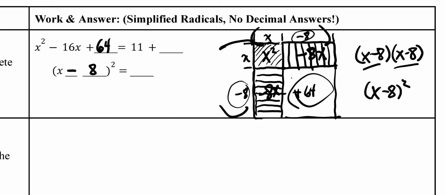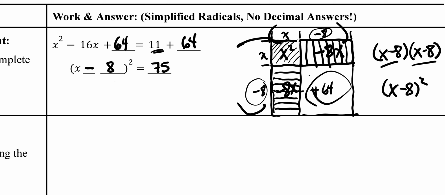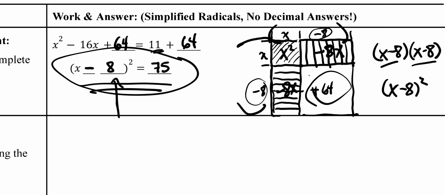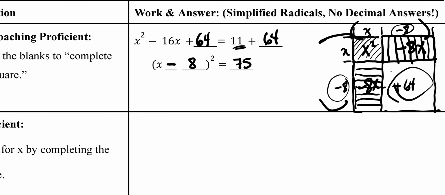Now, let me go back. Because this is an equation, and I added 64 here, I also have to add 64 over here. And this 11 just happened to be there, so I need to add those together. 11 plus 64 would be 75 in this case. And so then if I wanted to continue, I could solve this equation by taking the square roots and all of that. But let me first really quickly go by.